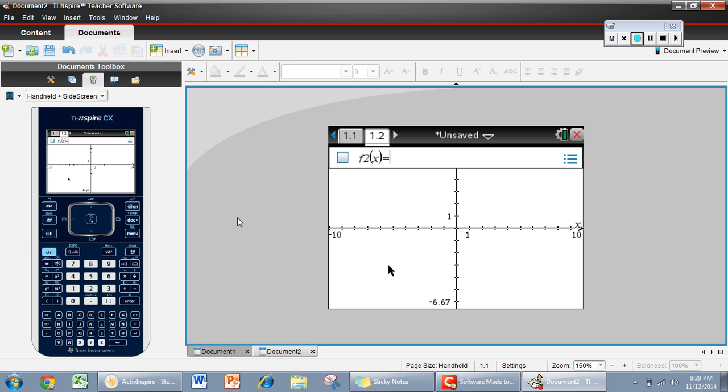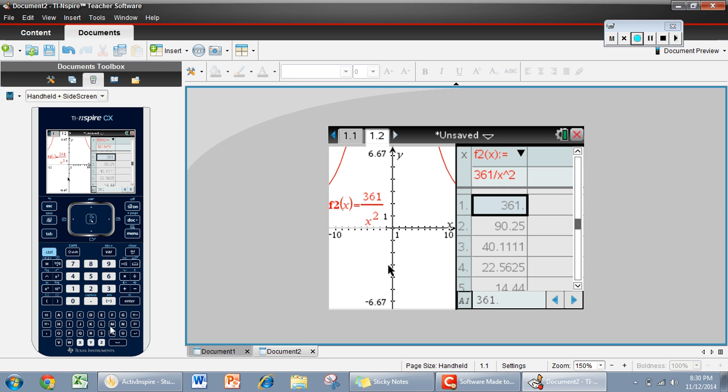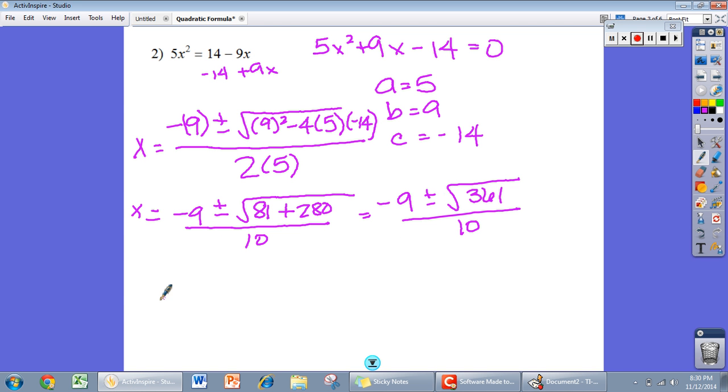So going to my graphing application, and I'm going to type 361 divided by x squared, Control T, and I'm going to scan for my 0, and there's my 0. Working backwards, I see this is 19 square root of 1, sorry about that. Well, the square root of 1 is 1. So it's actually a full 19 that's coming out. So x equals negative 9 plus or minus 19, because the square root of 361 is a perfect square, it's 19, all over 10.